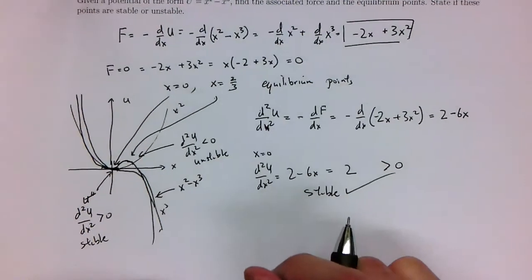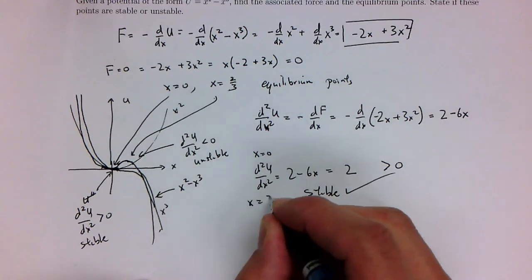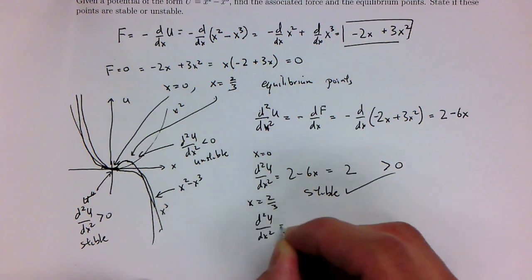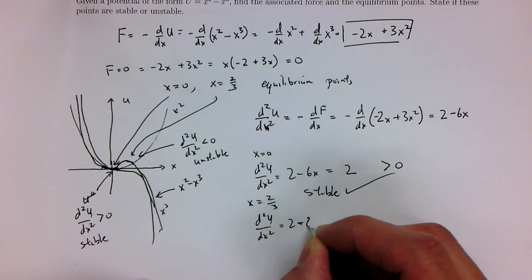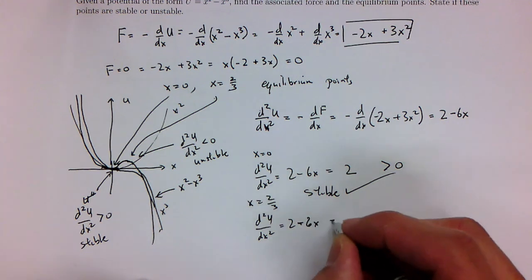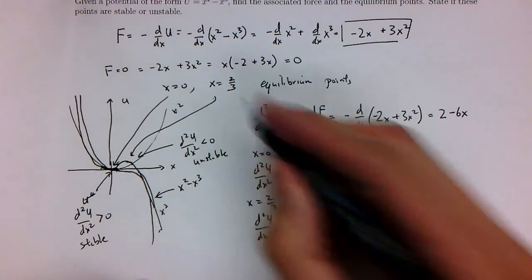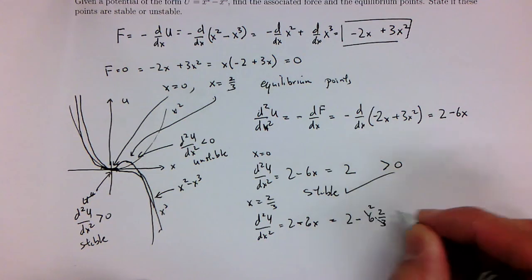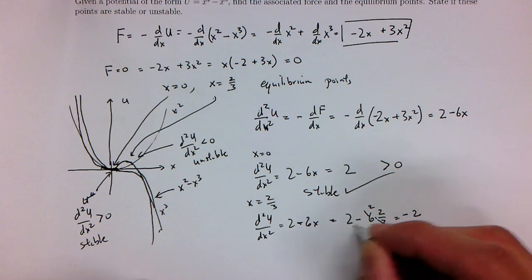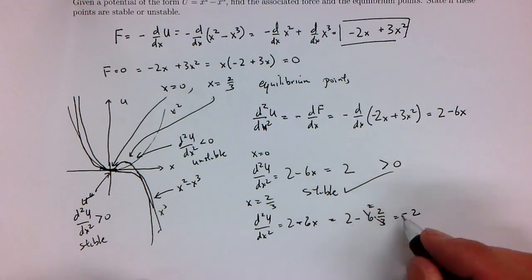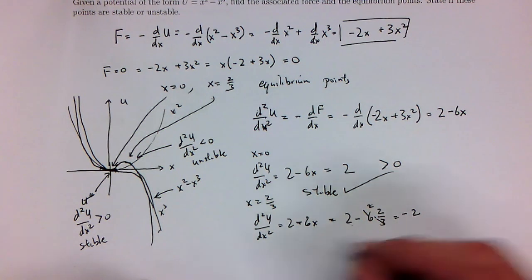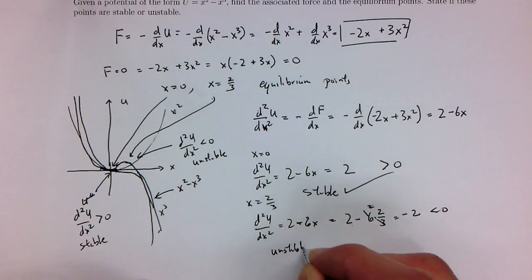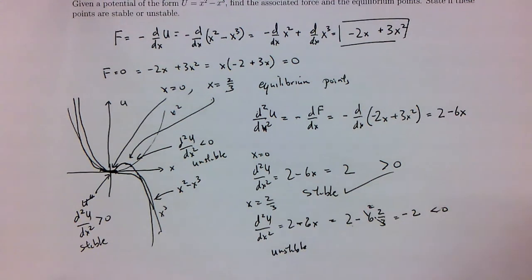All right. Now let's do the second one. x equals 2/3. d squared u dx squared is equal to 2 minus 6x again. This is going to be 2 minus 6 times 2/3, which is 4. So it's 2 minus 4, which is minus 2. So this is less than 0. So this is unstable. All right. Okay, hope that clarifies things. All right.